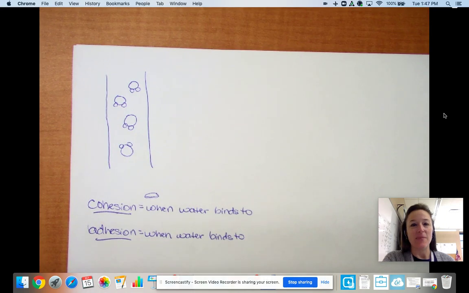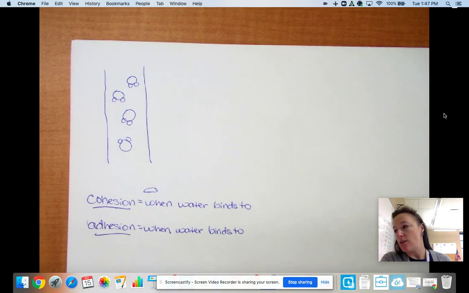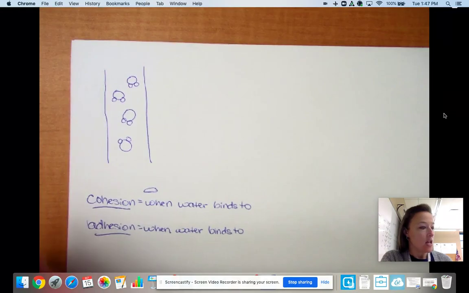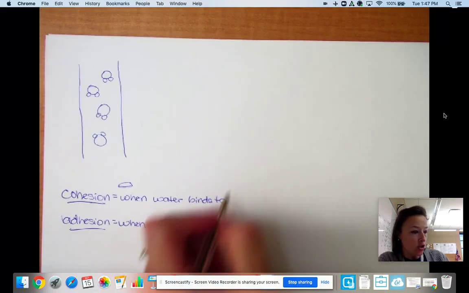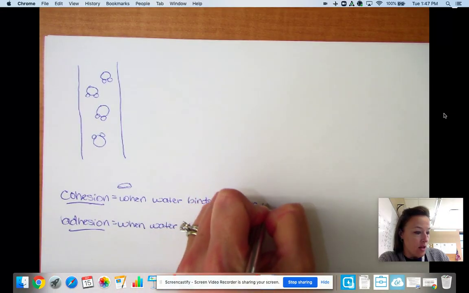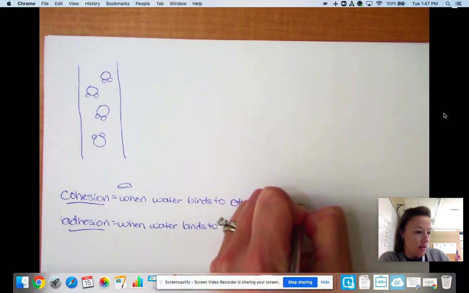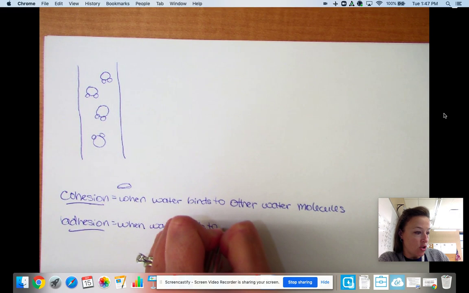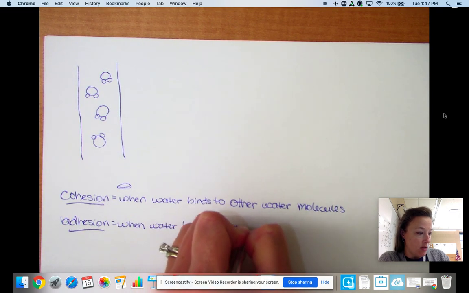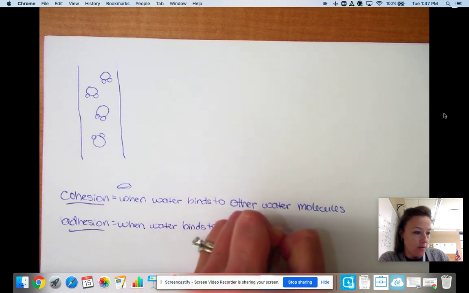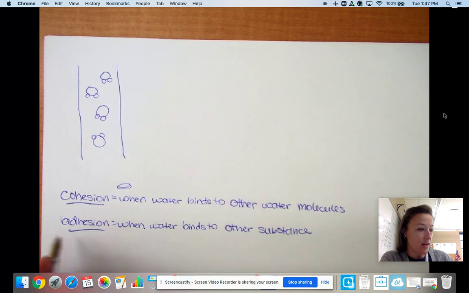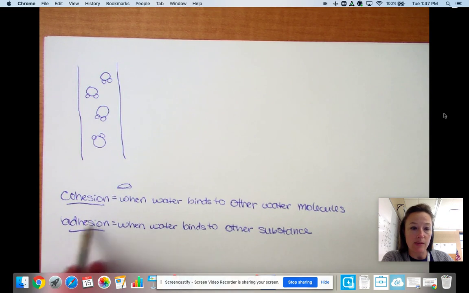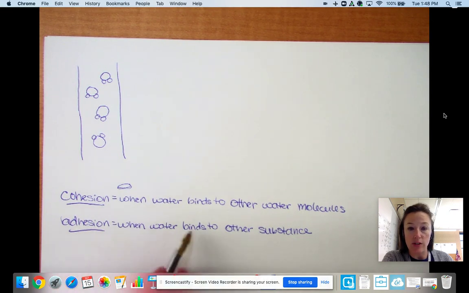All right, we're going to talk really quickly about cohesion, adhesion, and surface tension. Cohesion is when water binds to other water molecules, and it does this through hydrogen bonding. And adhesion is when water binds to other substances, not water. If you think about what an adhesive is, like tape or glue, it sticks two things together, and that's the same meaning here. So you're sticking water to something else.